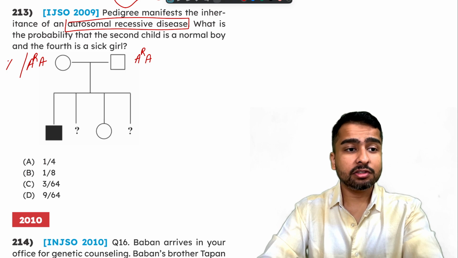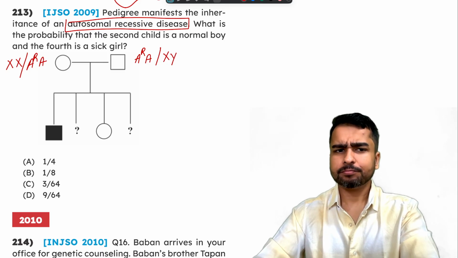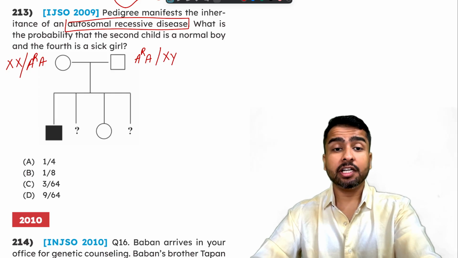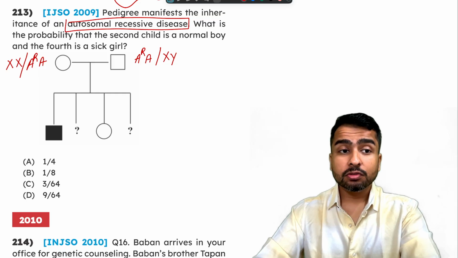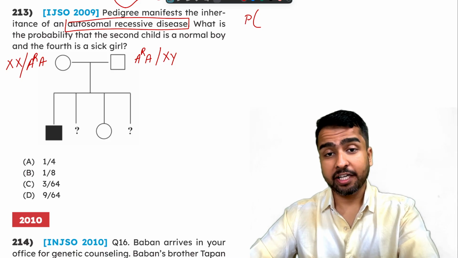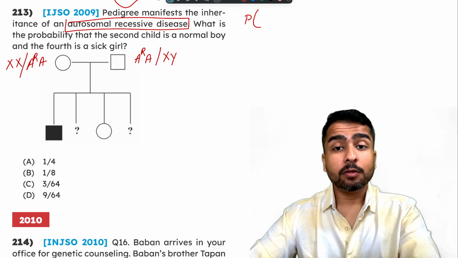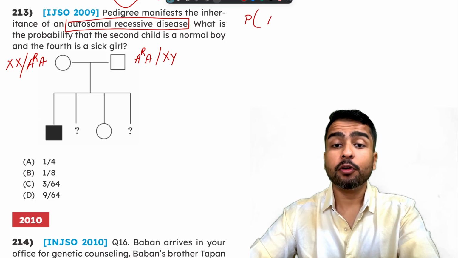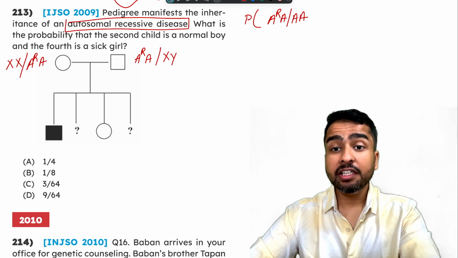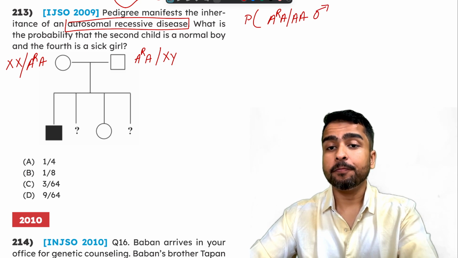Now this is the mother, so mother has to be XX. This is the father, father has to be XY. Why am I writing the sex genotypes as well? Because later on they are going to talk about boy and girl. So probability, they are asking what is the probability that the second child, so we need the second child to be a normal boy. Now, what is a normal boy? A normal boy means either ARA or AA, and normal boy, that means this one should be male.